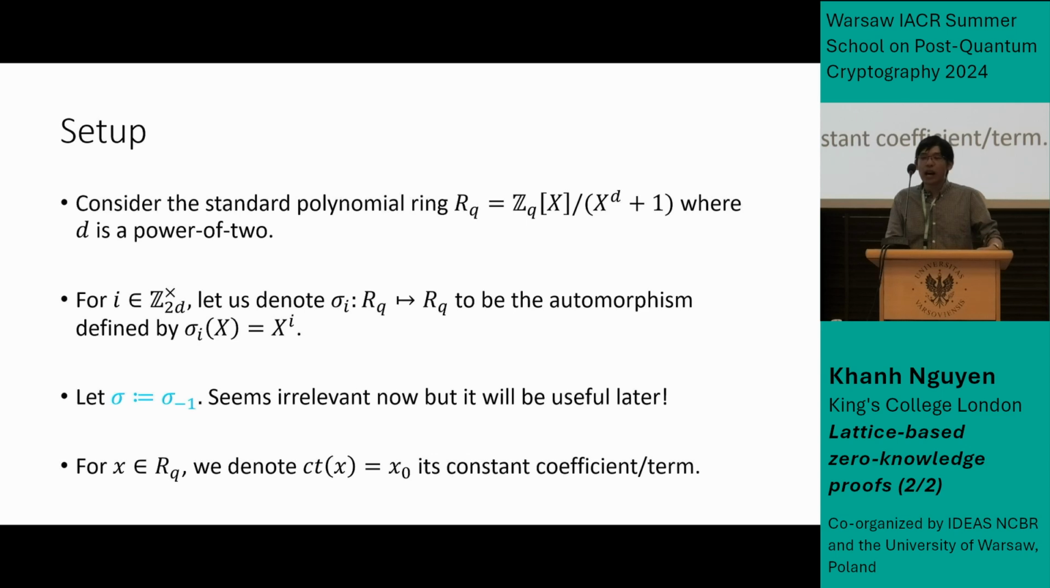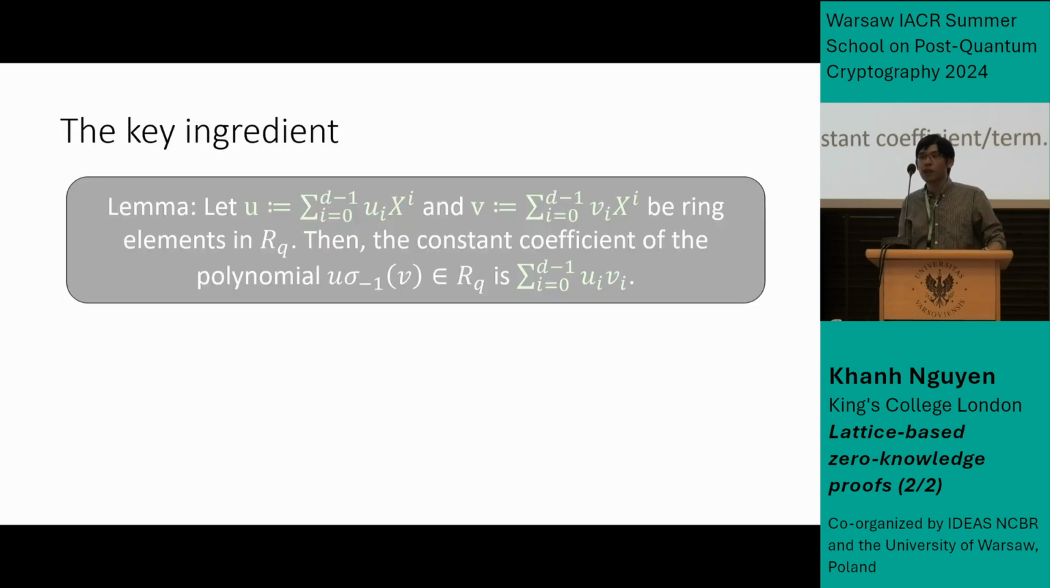And in this talk, I will only consider the so-called conjugate. So I will focus on sigma_{-1}, which maps x to x inverse, x squared to x^(-2), and so on. Okay? And also for notation, I will denote the constant term of a ring element x as the constant coefficient of x. Okay, so that's the setup.